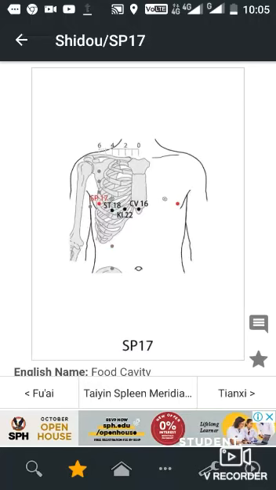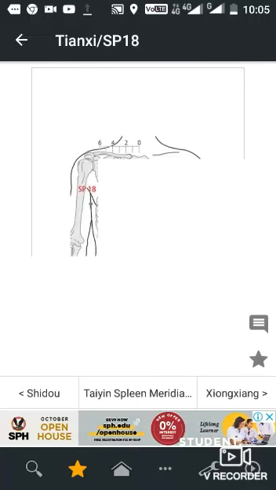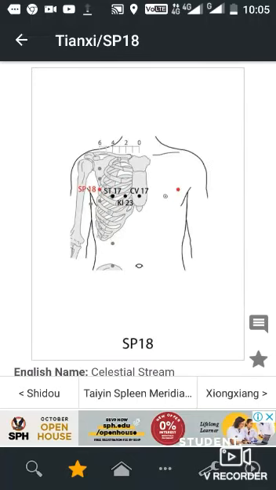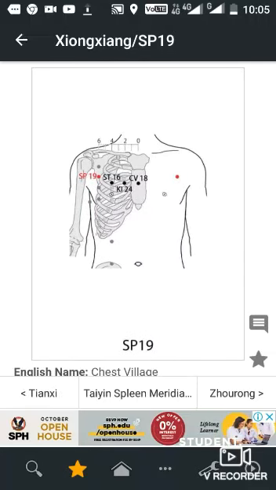Next, spleen 17. In the 5th intercostal space, 6 cun lateral to the anterior midline. Next, spleen 18. In the 4th intercostal space, 6 cun lateral to the anterior midline. Next, spleen 19. In the 3rd intercostal space, 6 cun lateral to the anterior midline.